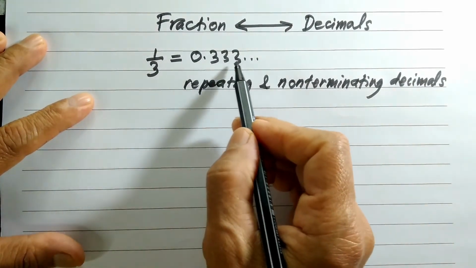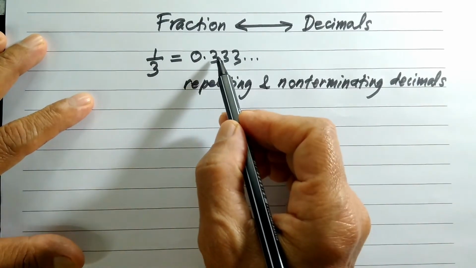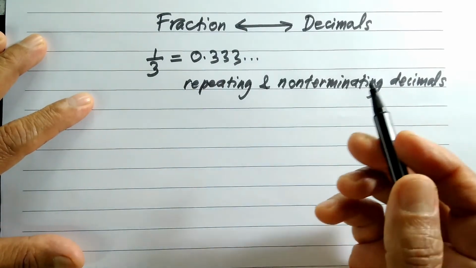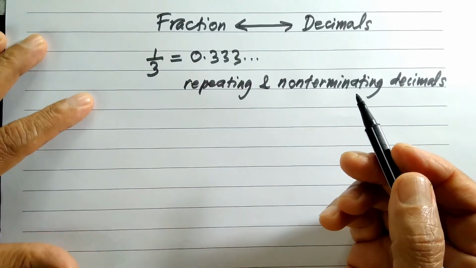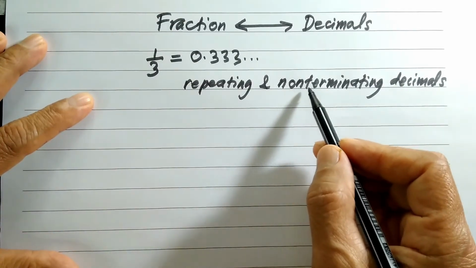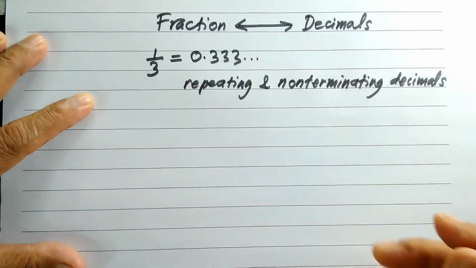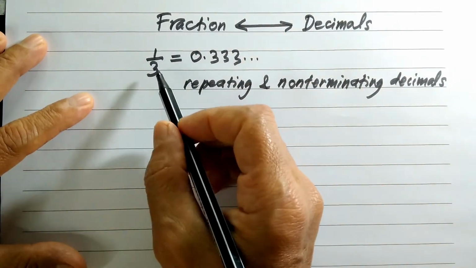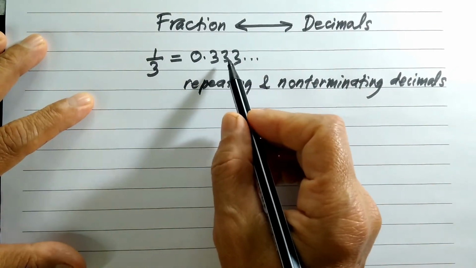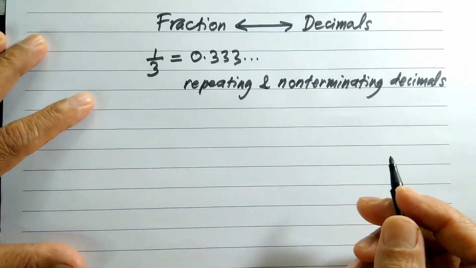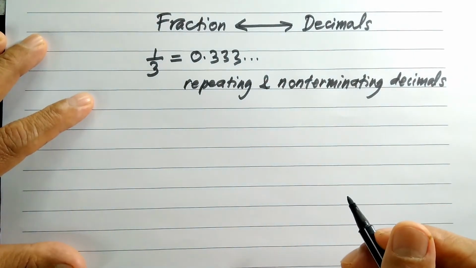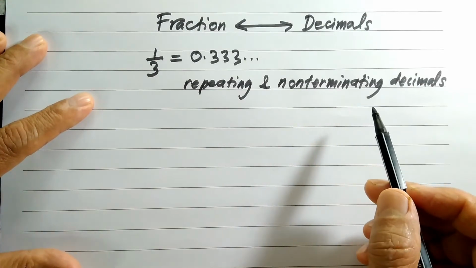Okay, this type of decimal is said to be repeating because 3 is repeated many times, infinitely many times. Non-terminating means there is no ending, continuing forever. So 1 over 3 is equal to 0.333333 forever. So we say it is repeating and non-terminating.